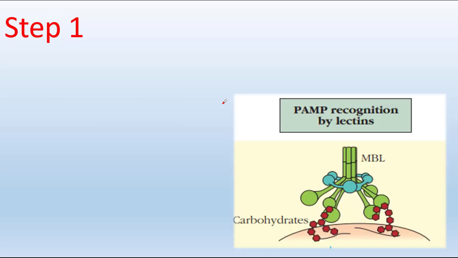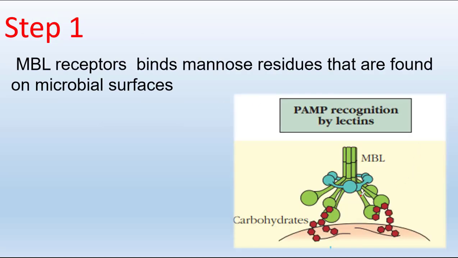In the first step, mannose binding lectin receptors recognize the pattern associated molecular patterns on the pathogen membrane surface, which may be carbohydrates such as glucose, mannose or N-acetyl glucosamines. These components are present on bacteria, viruses and fungi.